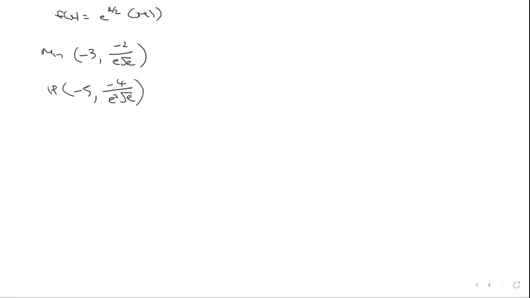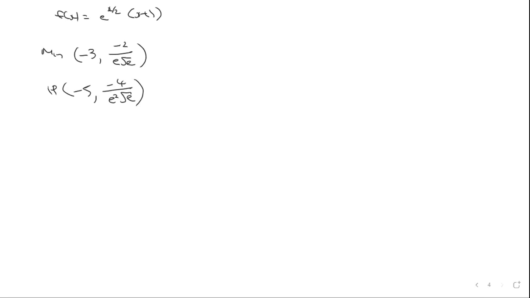So we know that f(x), which is what we're trying to draw, is e to the x over 2 times (x plus 1). You have been told that there's a minimum at (-3, -2 over e root e). You have also been told that there's an inflection point at (-5, -4 over e squared root e). Okay. Now, we need to work out asymptotes and also intercepts as usual.